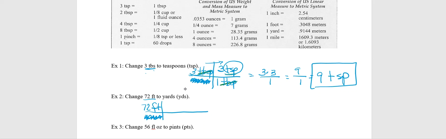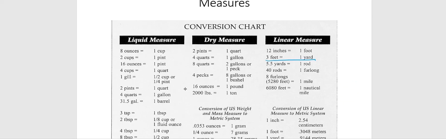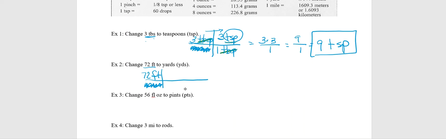And then we just said that there were 3 feet in 1 yard. Since my feet is on the top, I need my feet to go on the bottom. And it said 3 feet was equal to 1 yard. Now I know this is correct because my feet are on the top and the bottom, so they're going to cancel. And I don't have to think about if I'm multiplying or dividing because I'm going to multiply straight across.